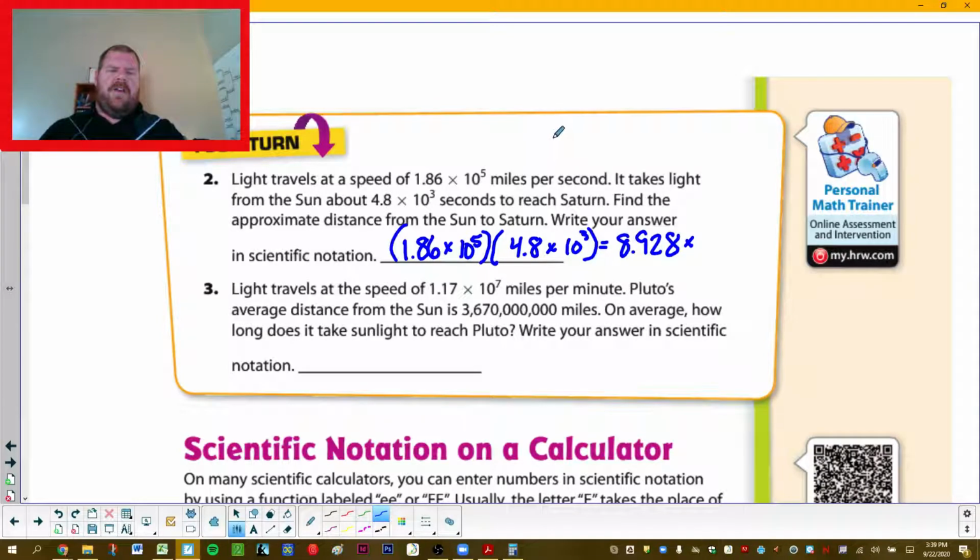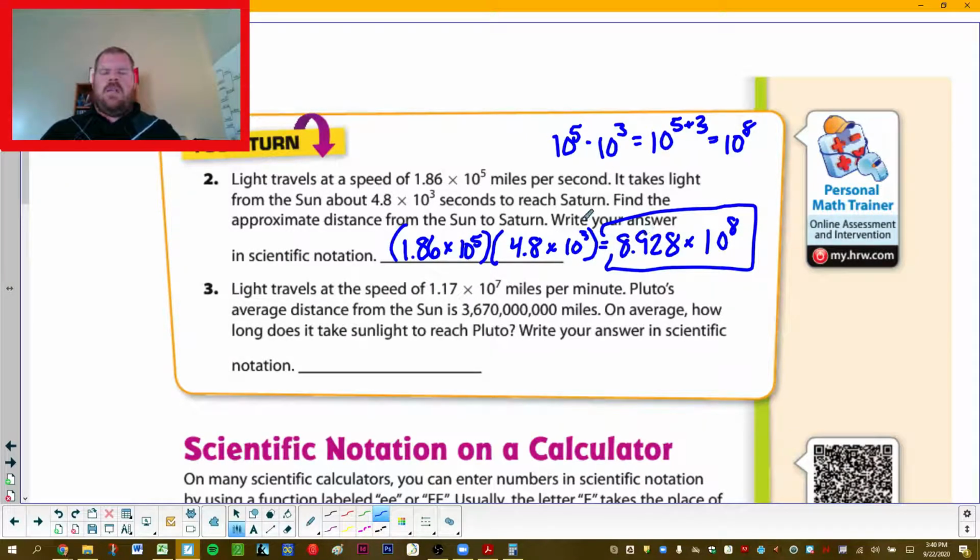I have 10 to the 5th times 10 to the 3rd. With the properties of exponents, that's a multiplication, and we add our exponents. So this is from 2.1, from like our first day in class. So that's going to be 10 to the 8th. And there we go.